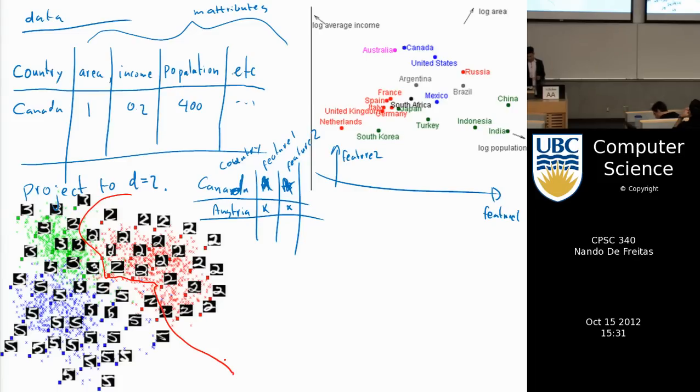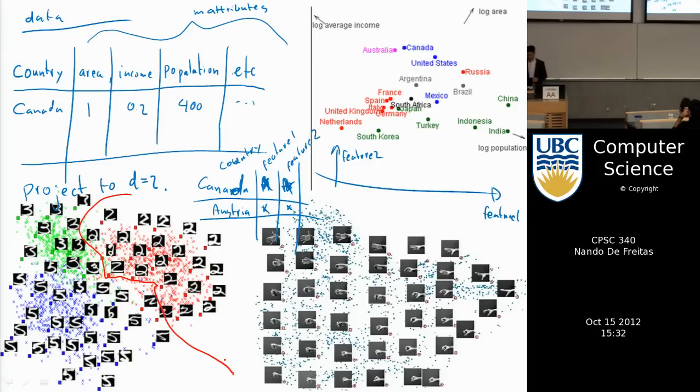Okay, so the idea is we project to visualize, but we also project because in the lower dimensional space it might be easier to draw a curve that will separate the one thing from the others. Here's another example where we project images of sign language. And now if you do that and draw the right boundaries, you would start building an automatic recognition system for sign language.